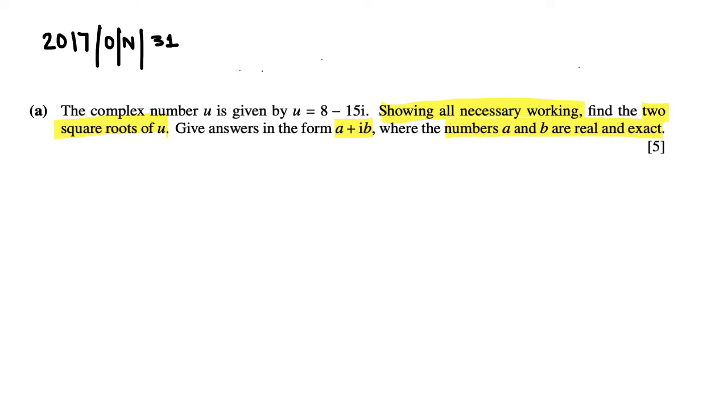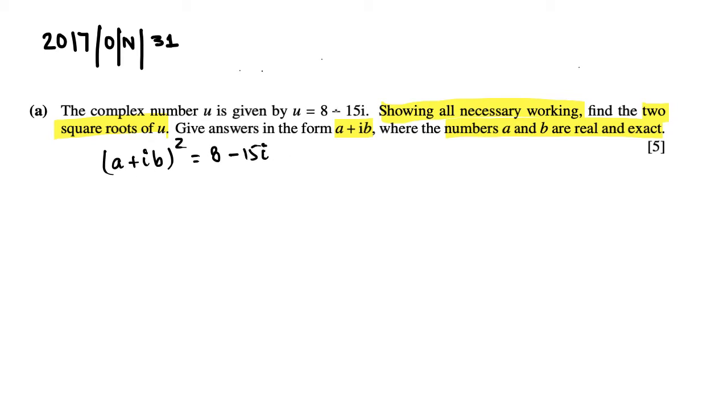Once we have read the question, let's start with the solving part. They are saying give your answer in the form a plus ib, which means the square root of 8 minus 15i would be in the form a plus ib, where we don't know the value of a and b right now. So we'll start with the standard way of solving this kind of question: (a plus ib) whole square should be equal to 8 minus 15i.